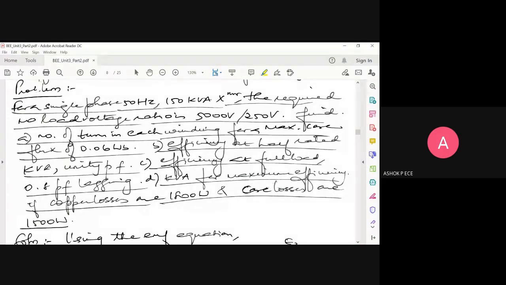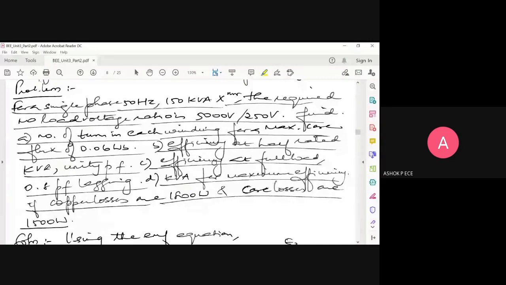Efficiency at half rated kVA unity PF, and full load 0.8 PF, and maximum efficiency, if the copper loss and core loss are given. So a lot of things are given. If you look at the problem as such, it will be frightening for you. But if you break it down into what is given, what is not given, what is required, it will be very, very simple for you.